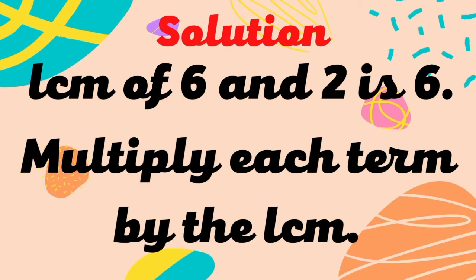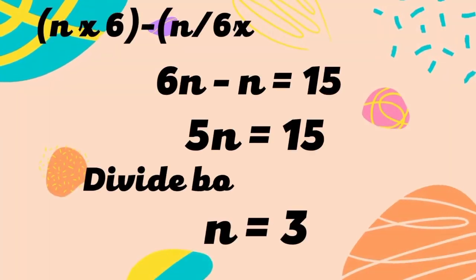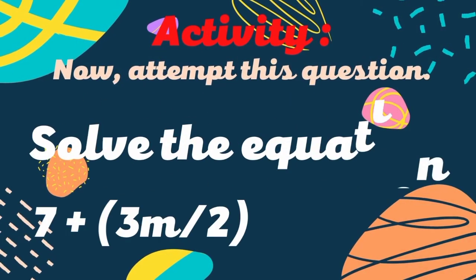So meaning that you are going to multiply your n by 6, you are going to multiply your n over 6 by 6, then you also multiply 5 over 2 by 6. When you do that, n times 6 will give you 6n. N over 6 times 6 will give you n, where 6 cancels 6. And then 5 over 2 times 6 will give you 15. So you have 6n minus n equals 15, then 5n equals 15. Then the next step is to divide both sides by 5, and your n becomes 3.